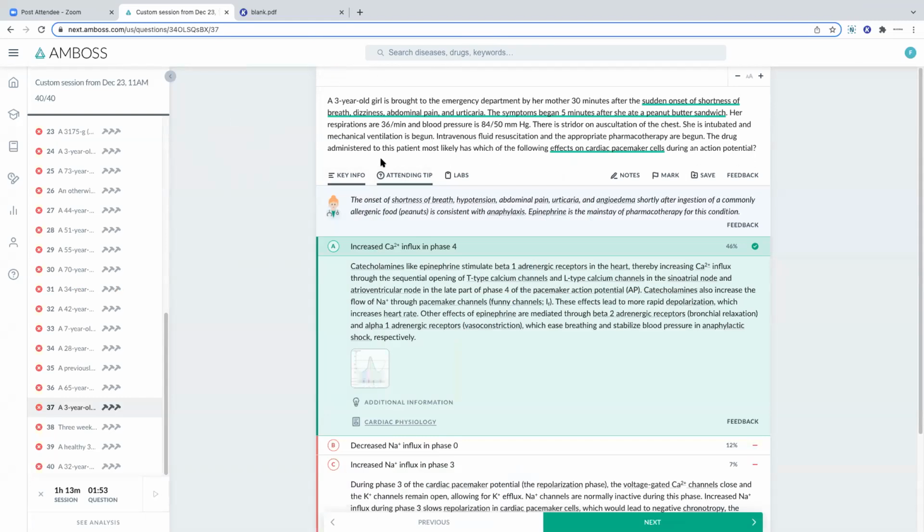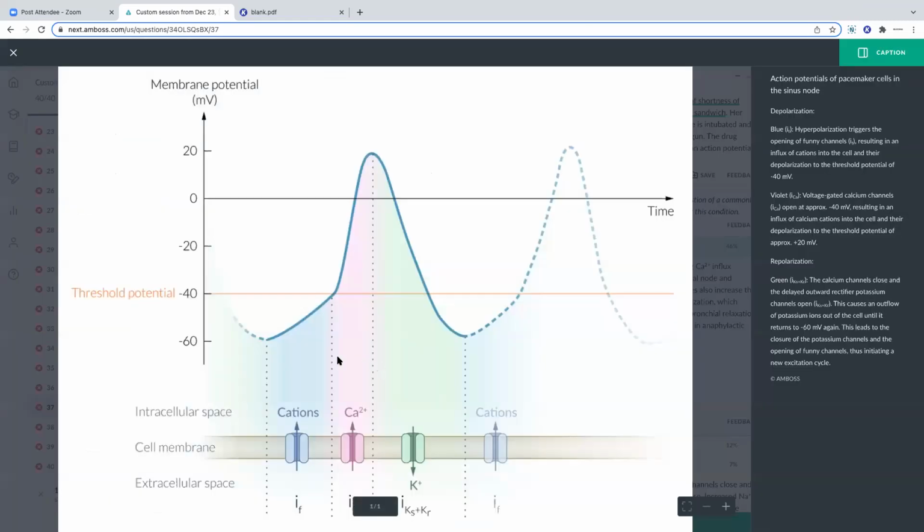Let's read the question very quickly. The drug administered will most likely have which effect on cardiac pacemaker cells? So in this case of anaphylaxis, we are giving the patient epinephrine. Epinephrine, the way that it works, is that it increases the influx of calcium, right? And as you can see over here, what is this phase called? This phase from here to here, what is this phase called? Phase 0, 4, or 3, which one?